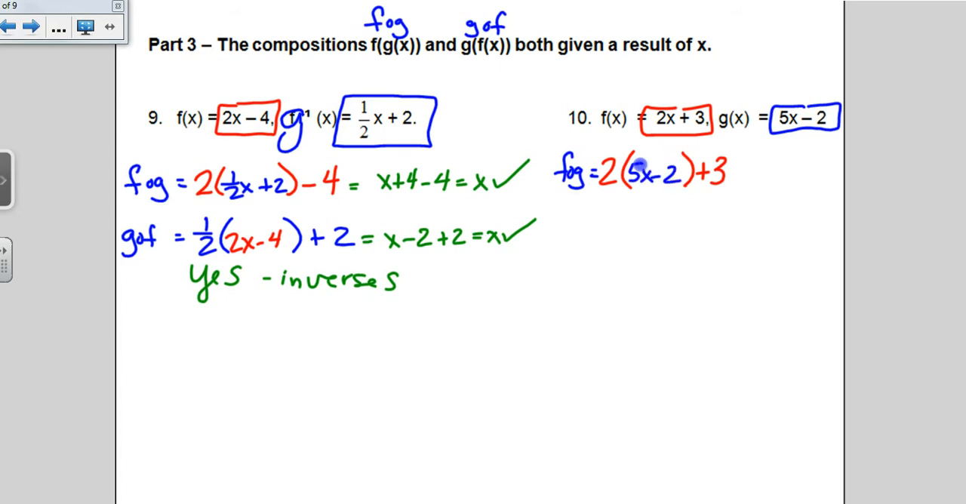Now I can already tell that this is not going to work out. When I go to distribute the 2, I end up with 10x minus 4 plus 3. And since you can tell that f of g is not going to give you just a plain old x on the end, I can stop here and I can say that these are not inverses. There's no point in going to try to prove g of f, because if f of g doesn't work, this can't be a set of inverses.